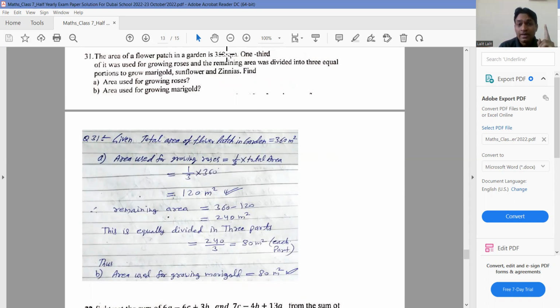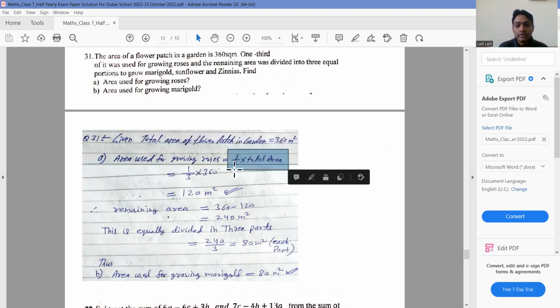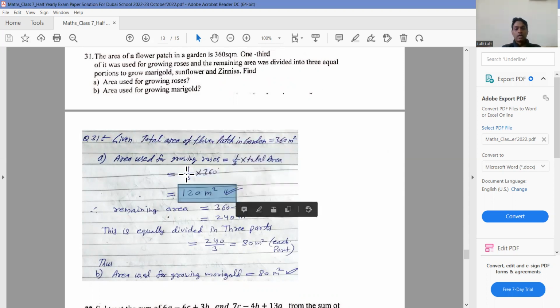One, what is given and what we need to find. What is given is that the total area of the flower patch in a garden is 360 meters square. First we need to find the area used for growing rose. As per the question, the area used for growing rose is one third of the total area. So one upon 3 into 360, which is 120 meters square. So the answer of the first question is 120 meters square.